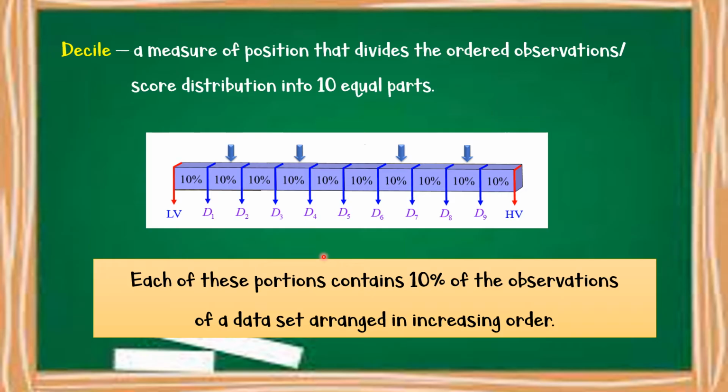Decile. A decile is a measure of position that divides the ordered observations or score distribution into 10 equal parts. So this is the diagram that shows the distribution of the decile. When we say dec or decile, it means 10. So the distribution is divided into 10 equal parts. Okay? And each portion contains 10% of the observations of the dataset arranged, again, in increasing order.